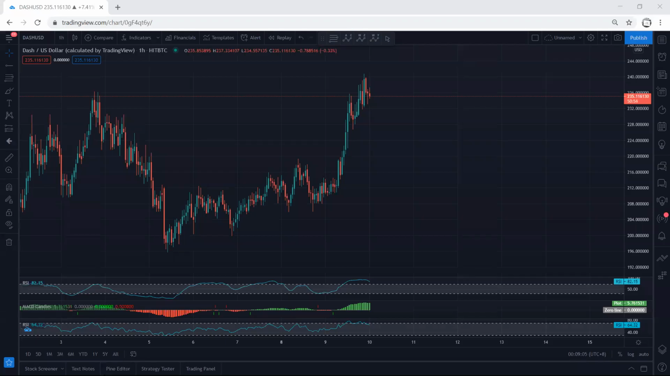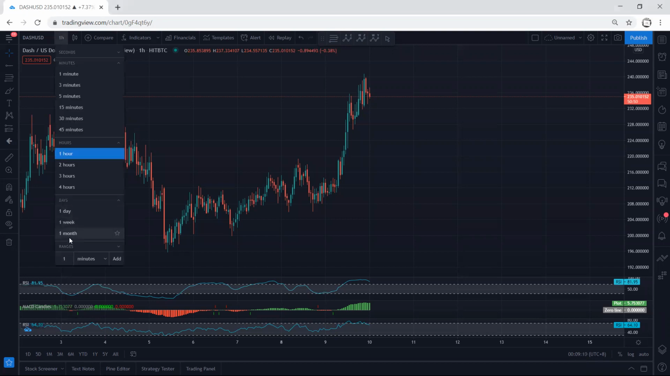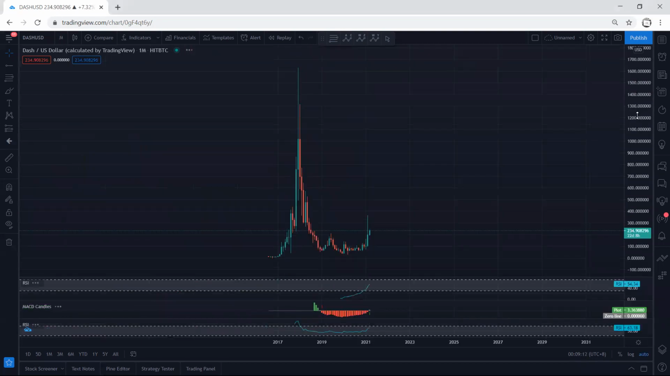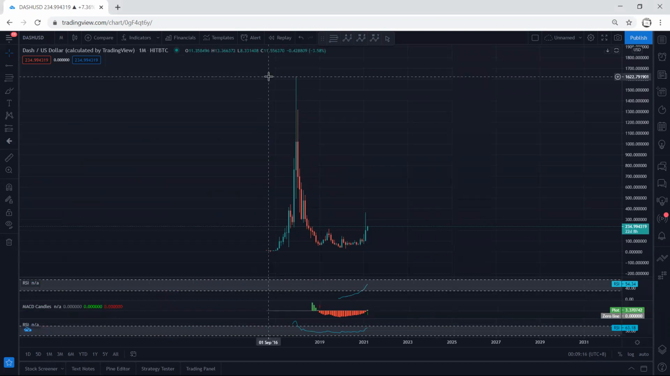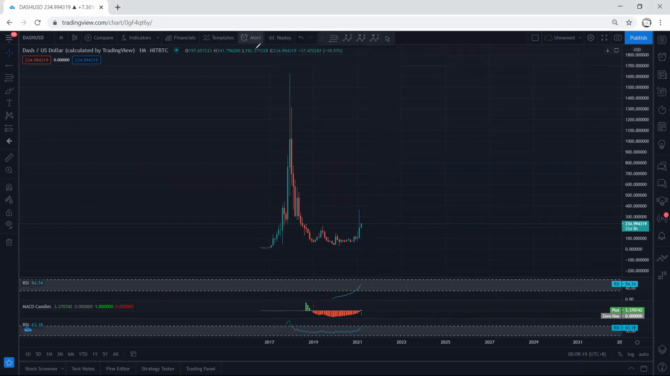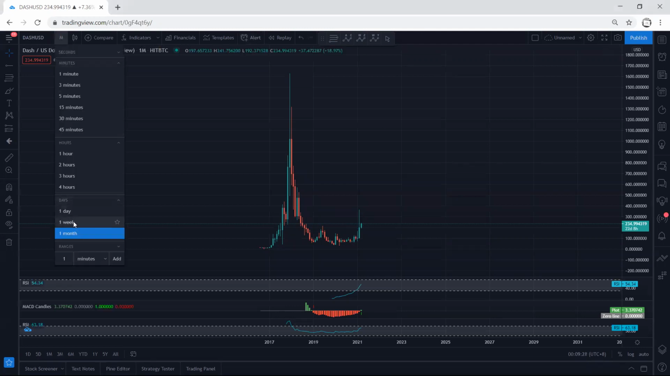Now we want to analyze the chart. First we move to the monthly chart since this is the first time we're analyzing. As you can see, based on the monthly chart, the highest price we have in 2017 is 1622. Now we see this sharp move, the breakout of the previous high. We want to see what's next, how we can trade it, and what the target is.